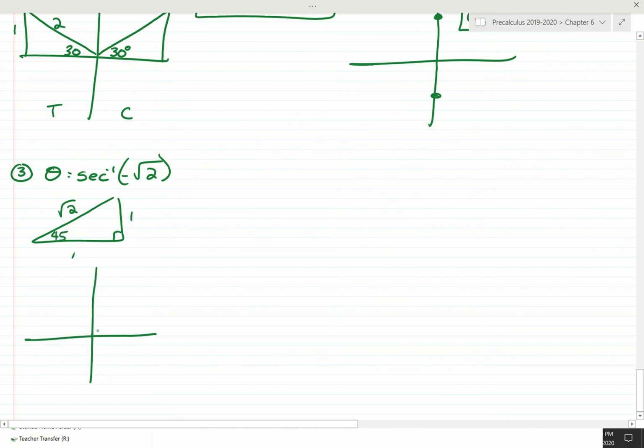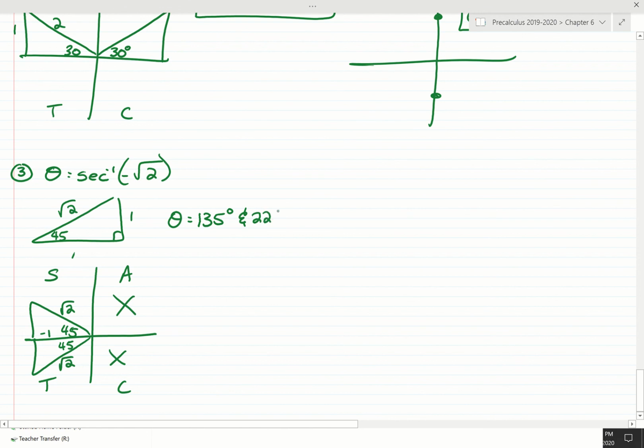Because it's negative, we're going to draw 45 degrees in the quadrants where cosine or secant are negative. And if all students take calculus, we're not going to draw here or here. We would draw 45 degrees in this quadrant, because there our secant would be negative root 2. It would be negative 1 over root 2, which is what we want. Those angles would be 180 minus 45 is 135 degrees, and 180 plus 45 is 225 degrees.